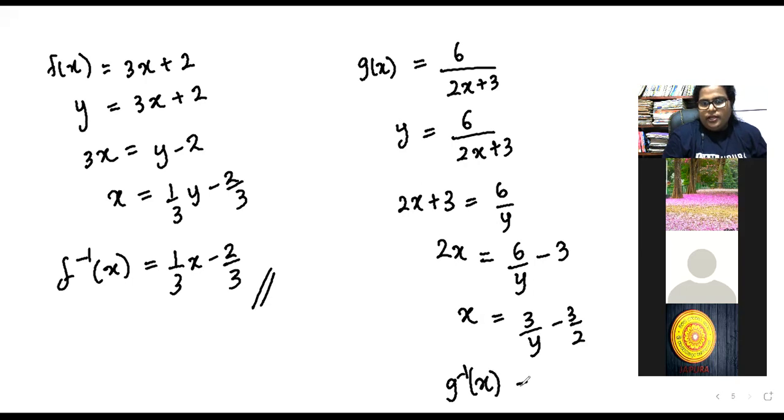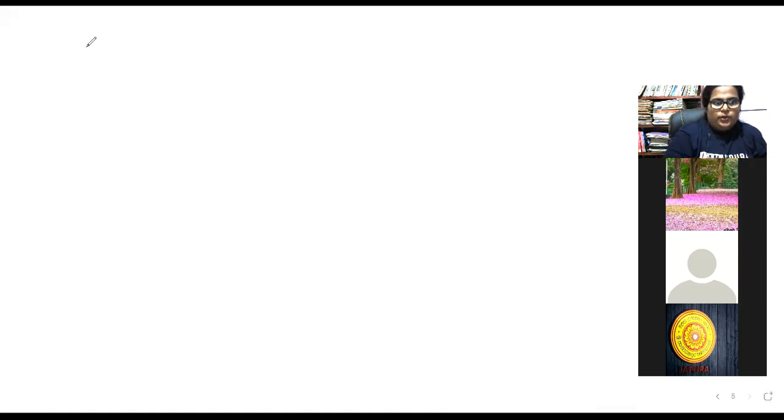Now you can substitute x instead of this y, so you can take this one as 3 over x minus 3 over 2. So this is the function g inverse x, right? After that you have to make these two functions equal, because it is given in the question. You have to take f inverse x equals g inverse x.